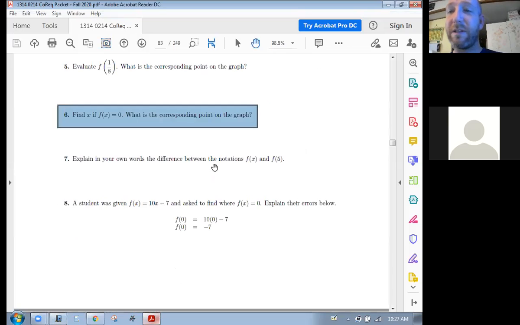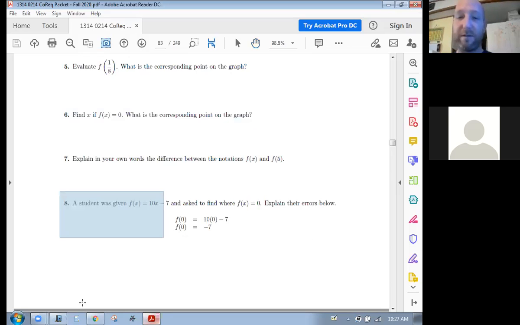Explain in your own words the difference between the notations f of x and f of 5. f of x is a function, which when you graph it, it's a whole line. f of 5 is one point on that line where the x value is 5.